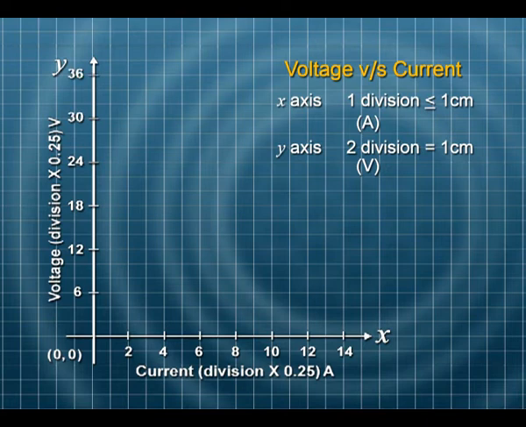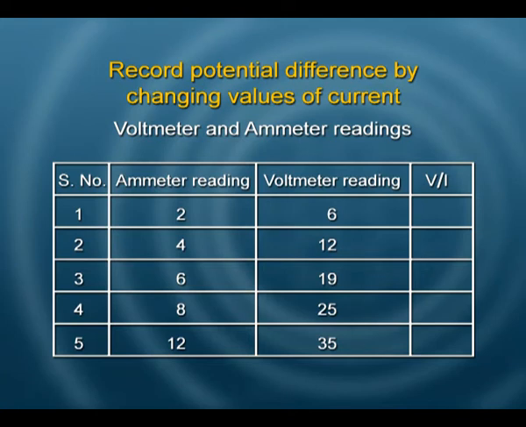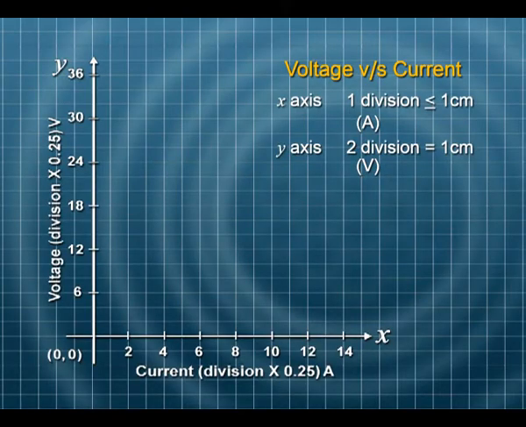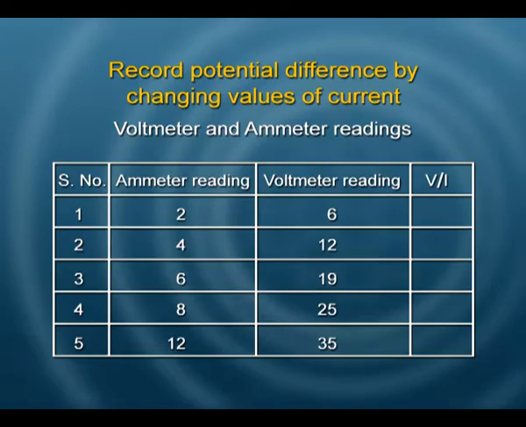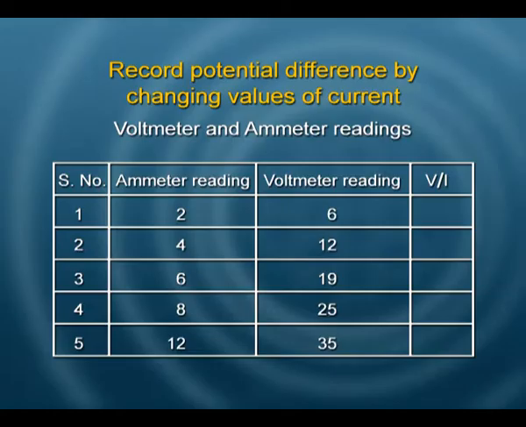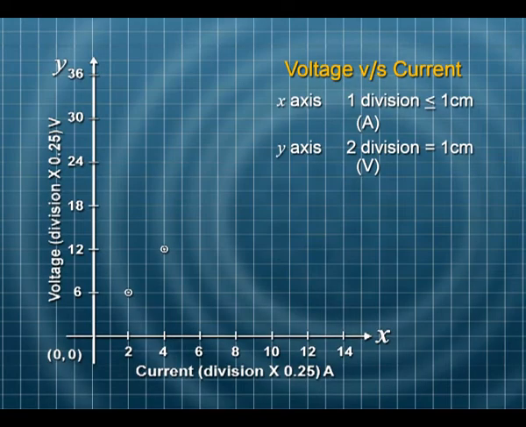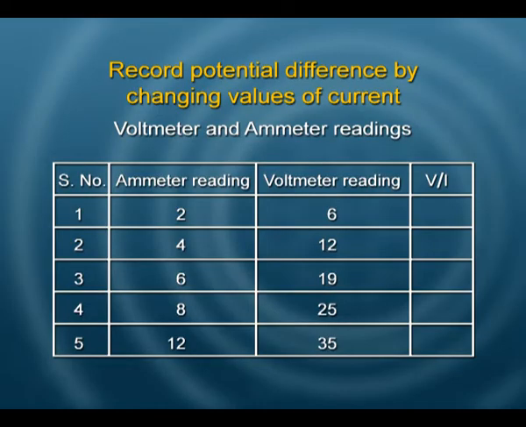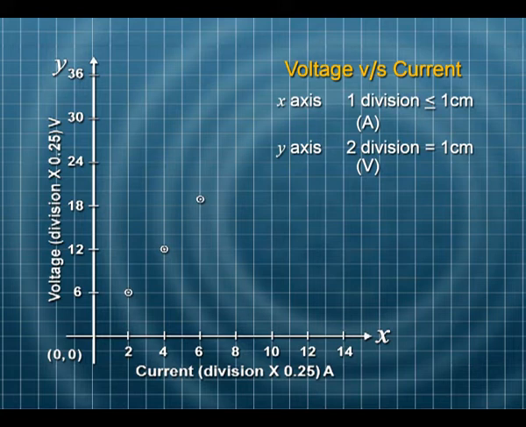Now, let us plot this 2 and 6. So, 2 and 6, our first point will be here, then 4 and 12, our next point will come here, 6 and 19. So, this is 18, so this will be 19, 8 and 25. So, this value will come somewhere around here, and 12 and 35. Now, we have to draw a line for all these points.